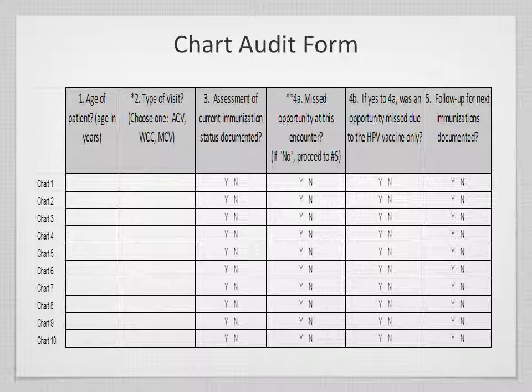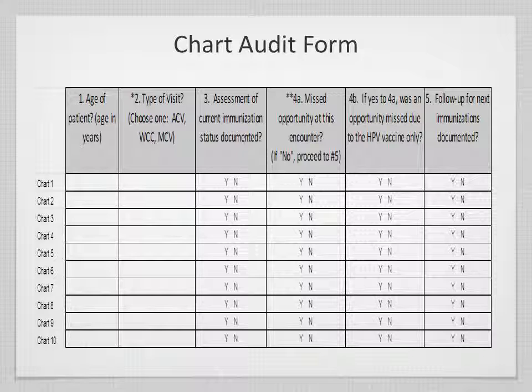Number 2, type of visit. We would like to see a balanced mix of provider visits. So you would choose one: acute care visit, well child check, or medicine check visit. Measure 3, assessment of current immunization status documented, yes or no.